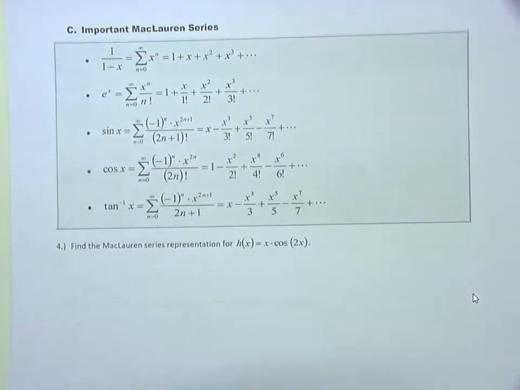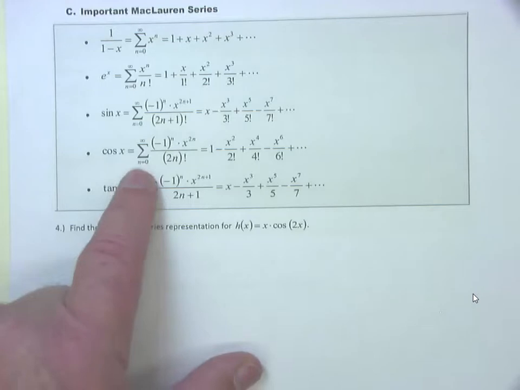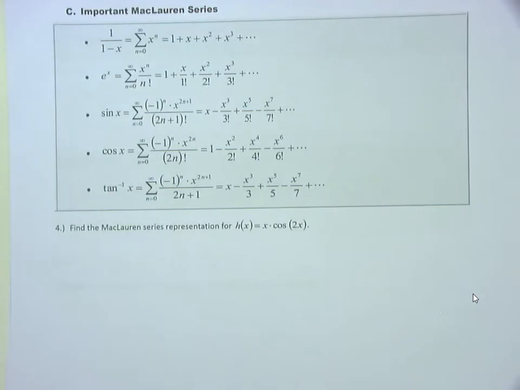Cosine is the sum as n goes from 0 to infinity of negative 1 to the n times x to the 2n over 2n quantity factorial. That is 1 minus x squared over 2 factorial plus x to the 4th over 4 factorial minus x to the 6 over 6 factorial plus dot, dot, dot.